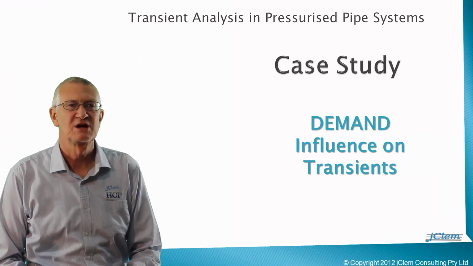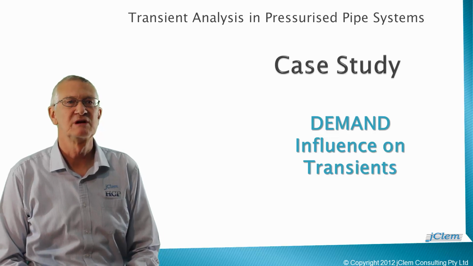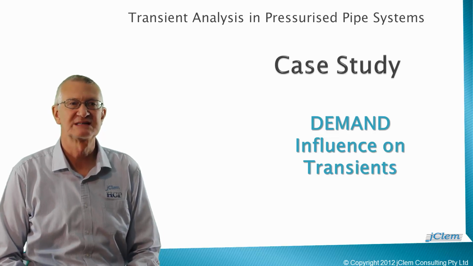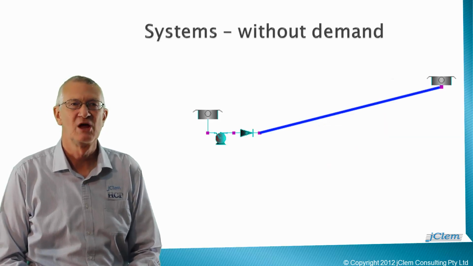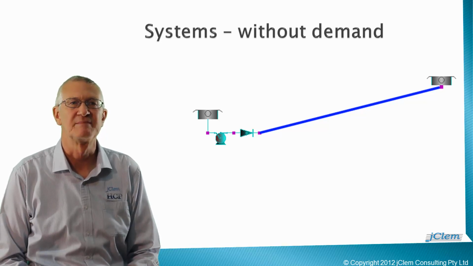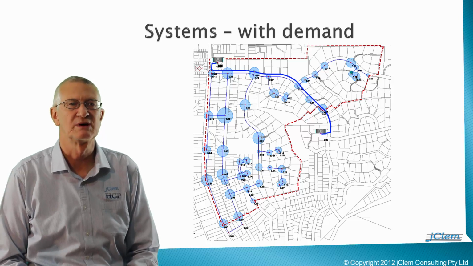We will spend some time looking into the influence of demand, that is, consumption from service connection points on a system, and their effect on transient behaviours. Not all systems are as simple as a single pipeline transporting fluid from one location to another. Many systems are more complicated and involve intermediate demand points along a pipeline or throughout a pipe network, the obvious example being potable water distribution networks.